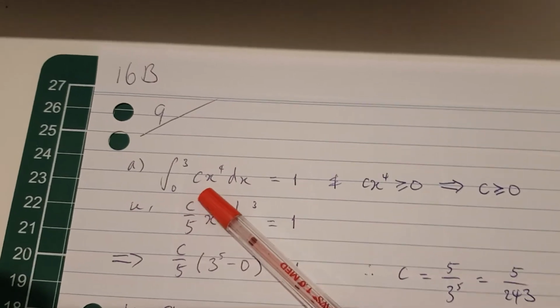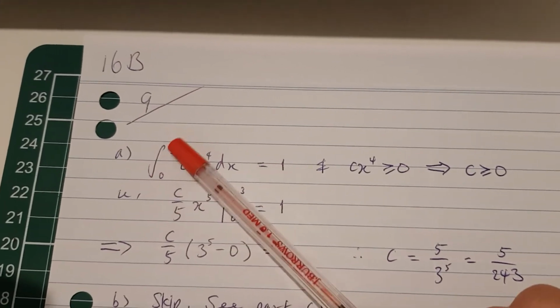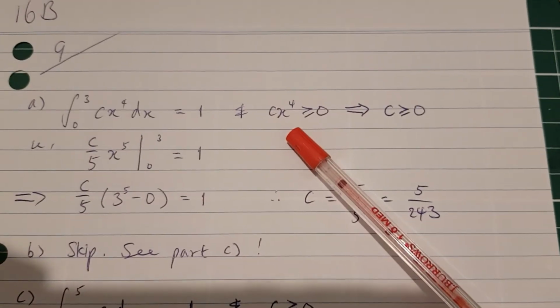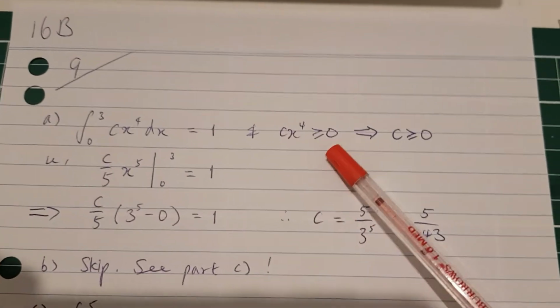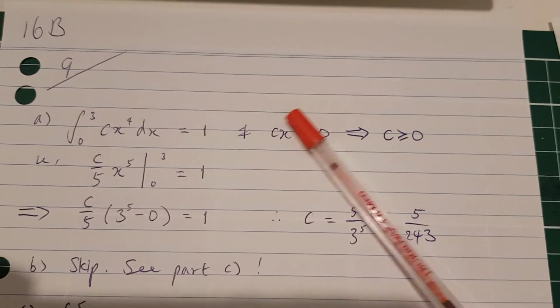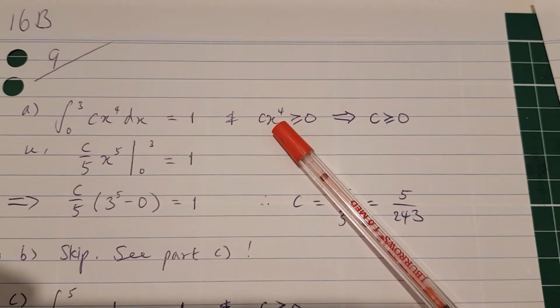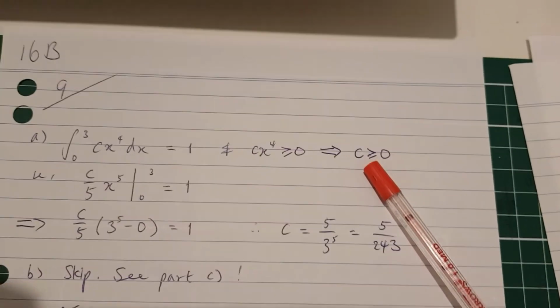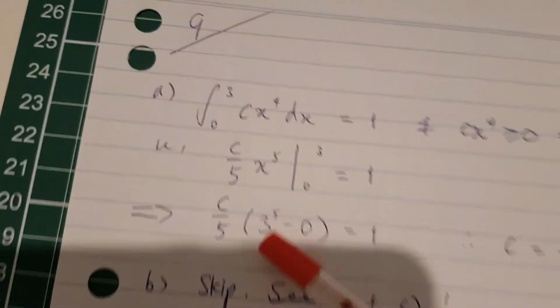So that means this integral in the domain of 0 and 3 has to give you 1, and also that little frequency function, little fx, has to be greater than 0. But guess what? X to the 4 is always non-negative. So that means that leaves C has no choice but to be 0 or above. Okay, so now performing that integration will give you that.